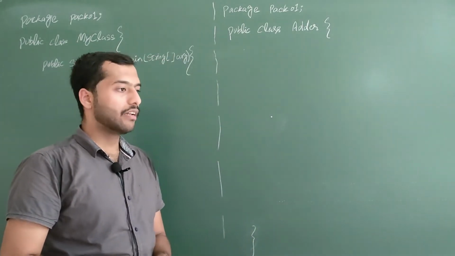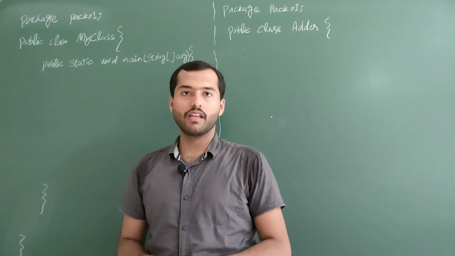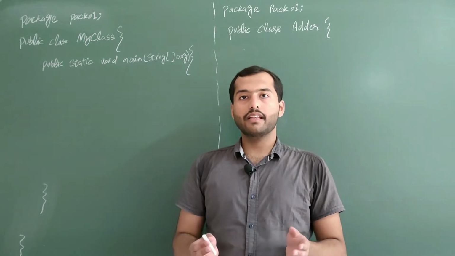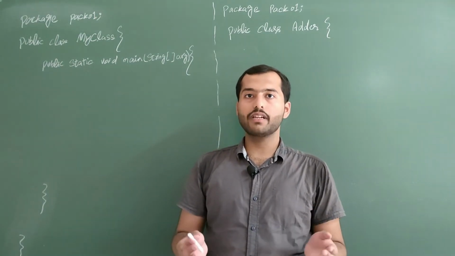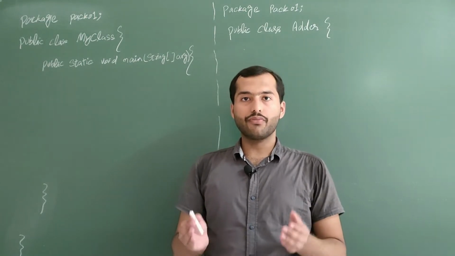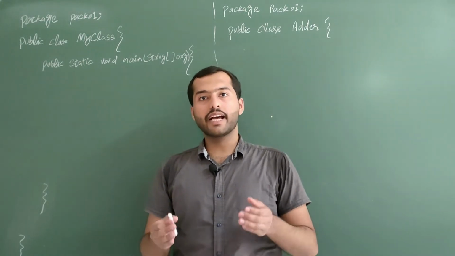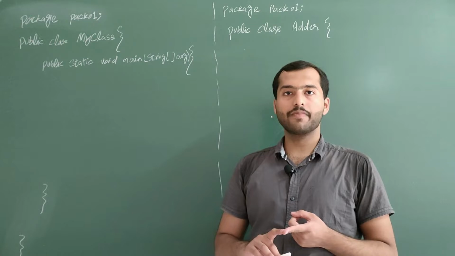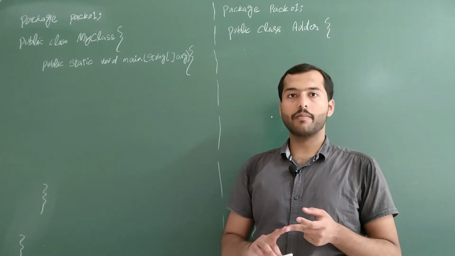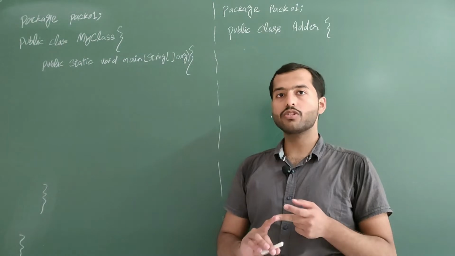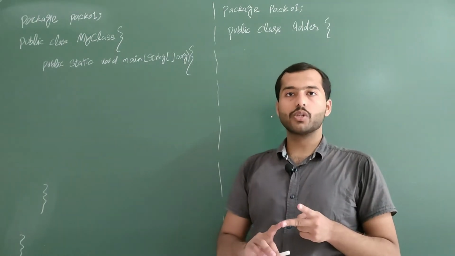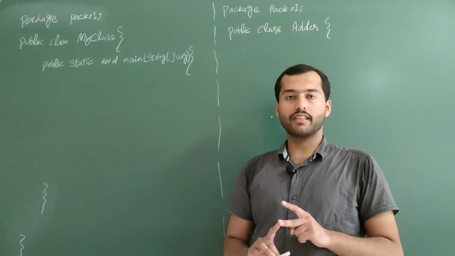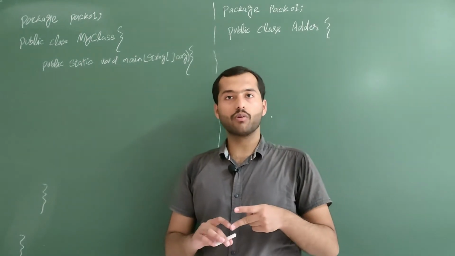So let me first tell you the conditions. The first condition is that when you are creating two methods with the same name, either the number of parameters must be different, or within the parameters, the data type must be different. So there are two conditions. Either the number of parameters is different, or the data type within the parameters is different. Please always make sure that if you fulfill any one condition, then you can overload the method.